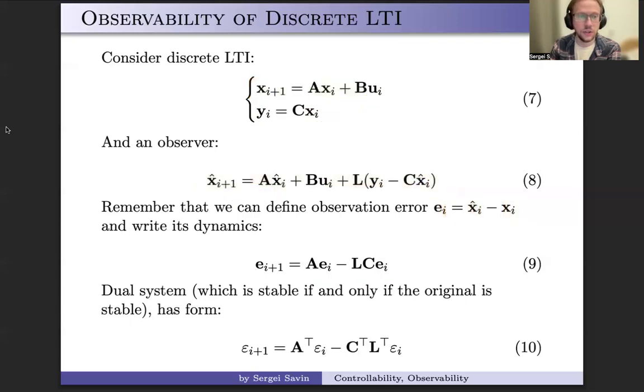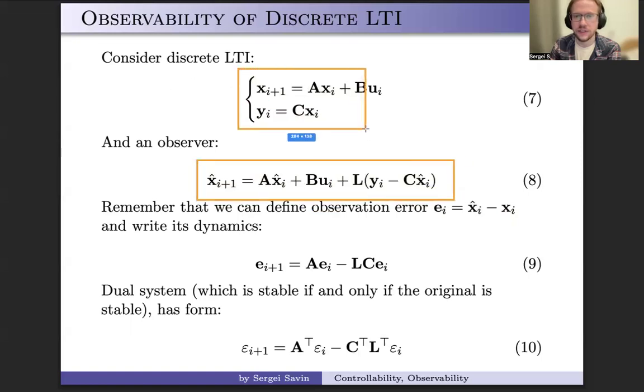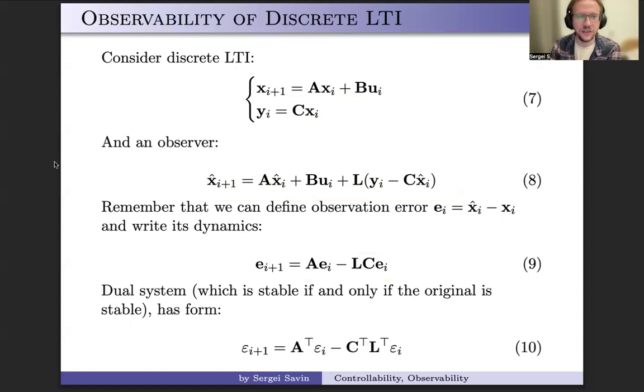Okay, so our beautiful equation 8 together with equation 7 gave us equation 9. And that is the observation error dynamics. That's what we used when we derived the observer. This equation, you remember we said it before, would be stable if and only if this equation is stable, right? There's this dual relation between those two. If this is unstable, this is also unstable, etc.